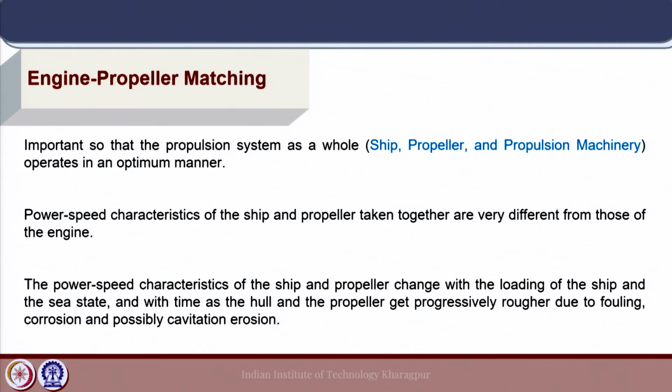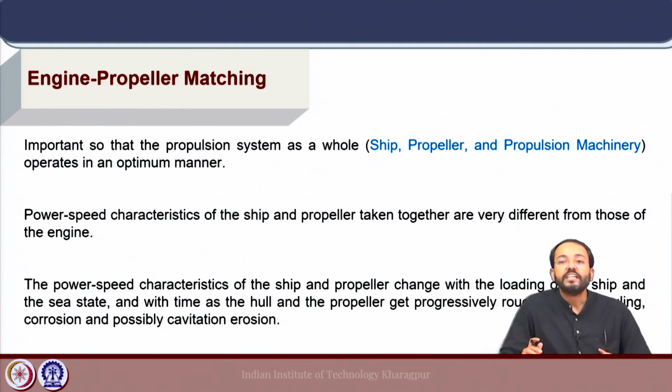The engine characteristics are based on the choice of the engine, but with time, with age, the power characteristics of the ship will change due to fouling and corrosion, and also during the operation of the ship due to sea state, the power speed characteristics of the ship and propeller system will change. So, these things need to be identified and properly matched with the engine characteristics, so that the entire system can perform in an optimal manner.